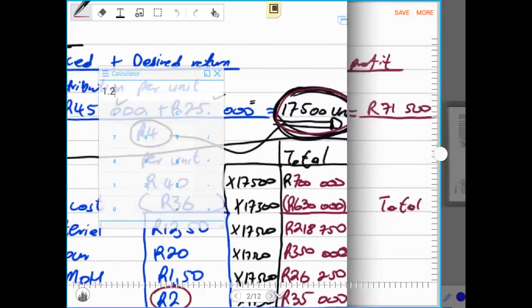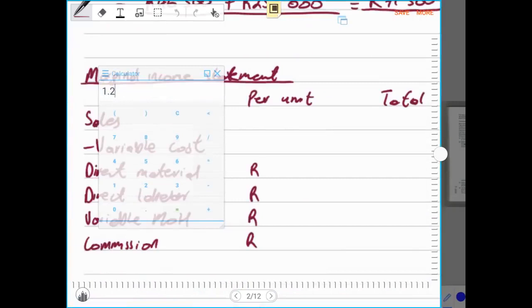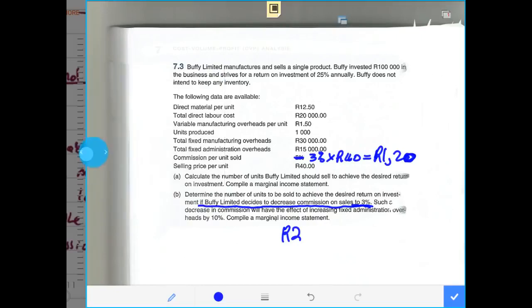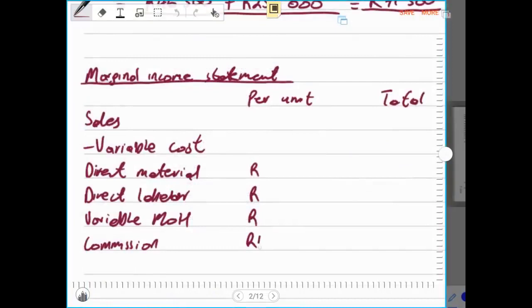So it's the same way, even if we calculate it in the way we have calculated, our commission is 1 rand 20 cents in this case, which is 3% of the selling price, which is 2 rand minus 80 cents, the decrease of 2%. So now our commission went down by 80 cents to 1 rand 20 cents. Therefore, our commission will be 1 rand 20 cents.